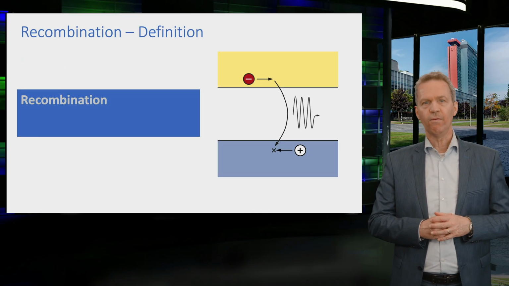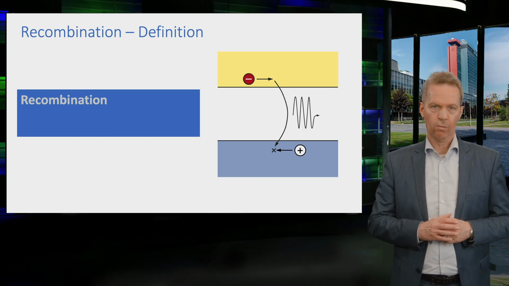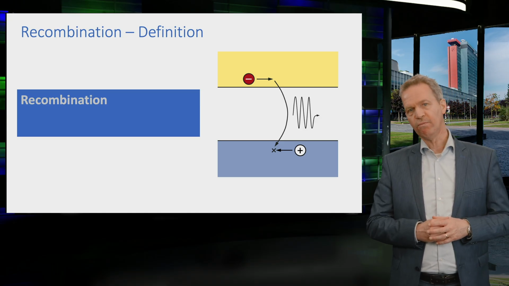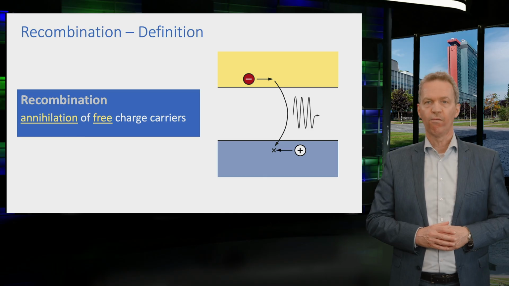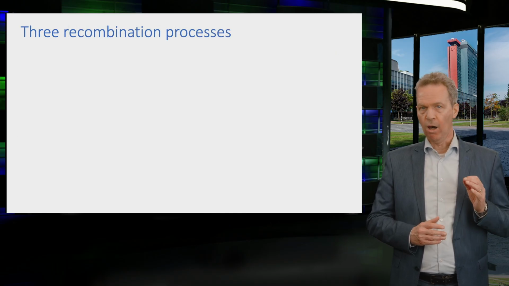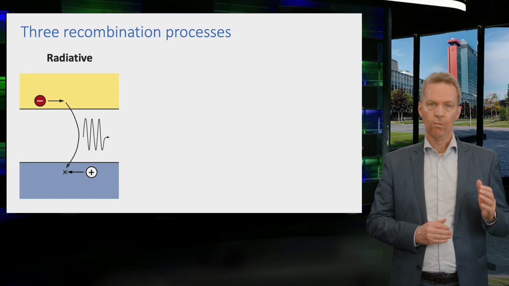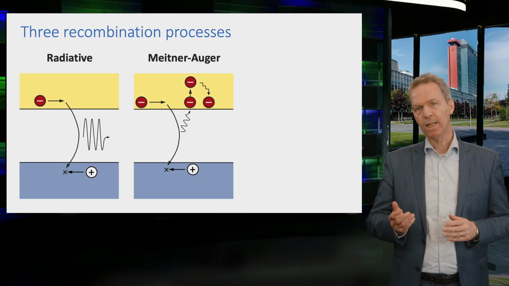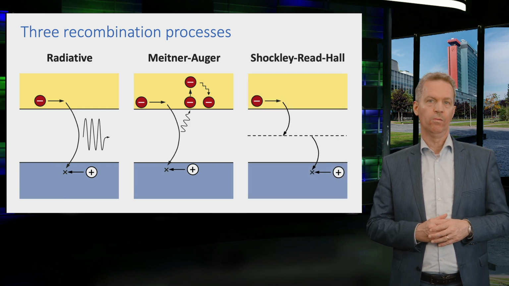Before we dive into the recombination mechanisms, let's briefly recap what recombination means. As we discussed in the previous video, recombination is the annihilation of free charge carriers. There are 3 different recombination processes: radiative, Meitner-Auger, and Shockley-Read-Hall recombination.